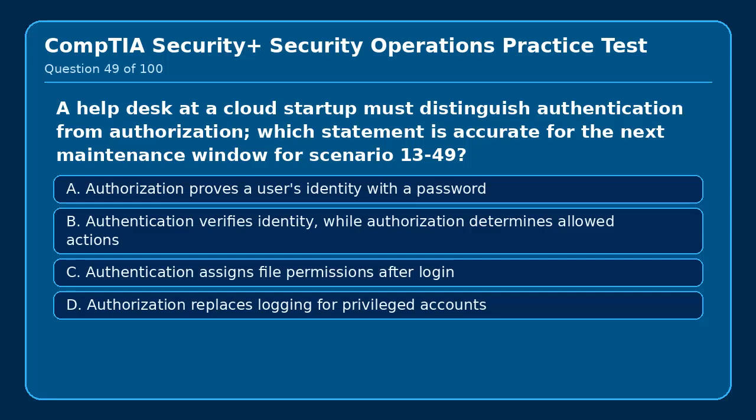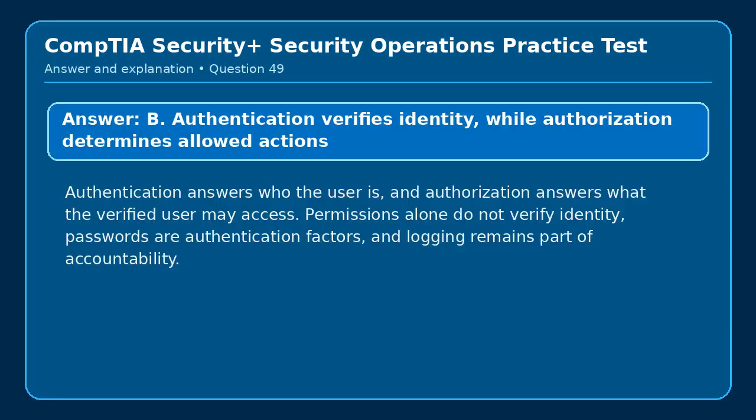The answer is B. Continuously verify identity, device posture, and context before allowing access. Zero trust assumes no implicit trust and evaluates access requests based on verified signals. Network location alone, weaker authentication, and flat segmentation conflict with zero trust principles.